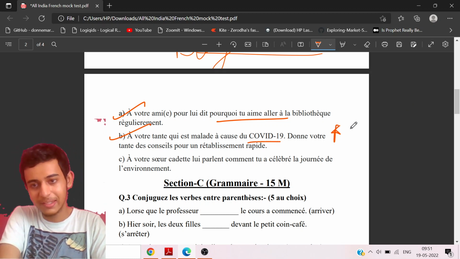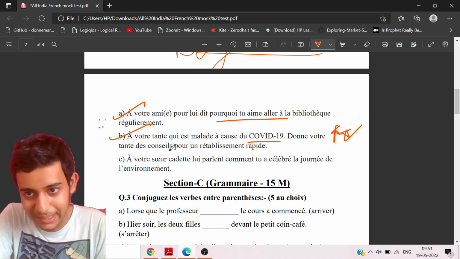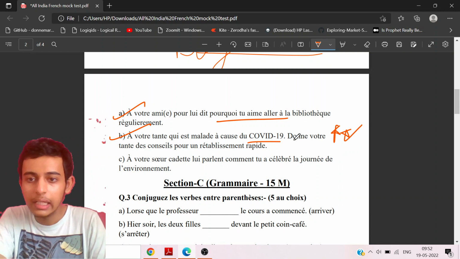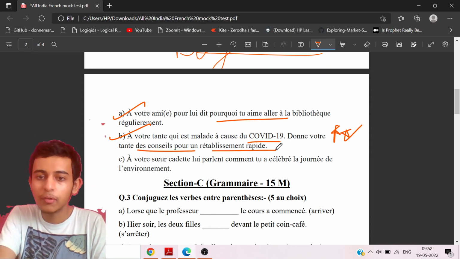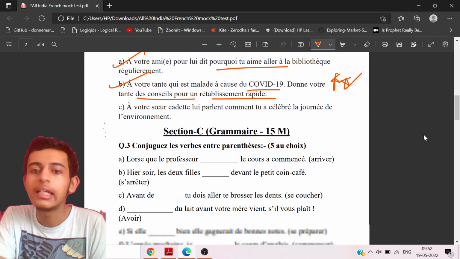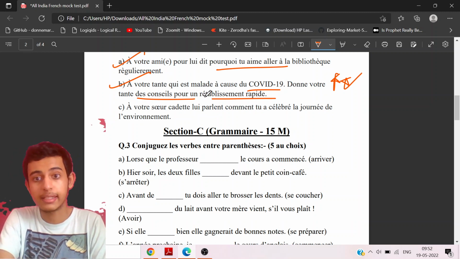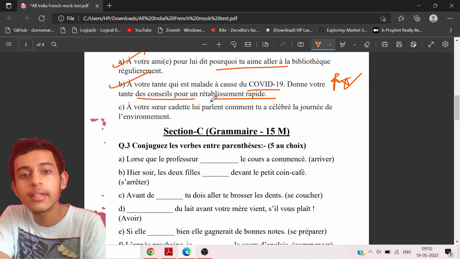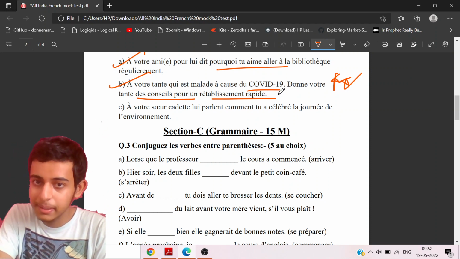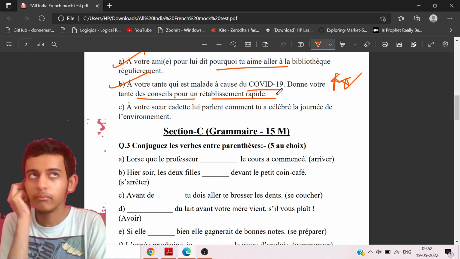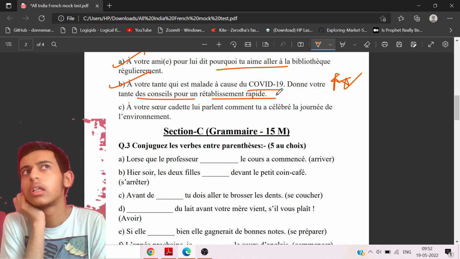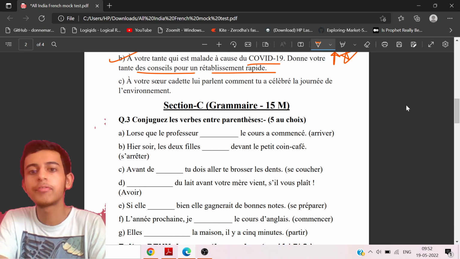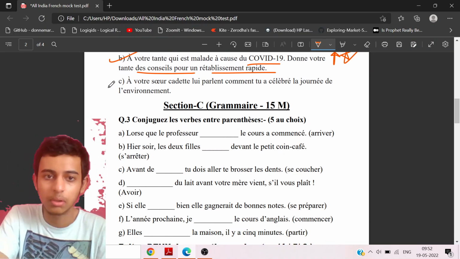À votre tante qui est malade à cause du COVID-19? This is a good question. Misinterpretation happens in this question. To your aunt who is sick because of COVID-19, give your aunt some advice for a rapid recovery. So here you have to give the advice. Remember, do not add l'activité physique in the beginning, give it at the end. Après ton rétablissement rapide, tu peux, you can say, tu peux faire une activité physique, right? Pour rester en pleine forme longtemps.